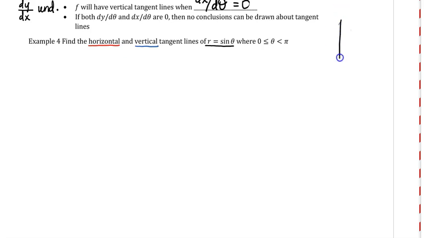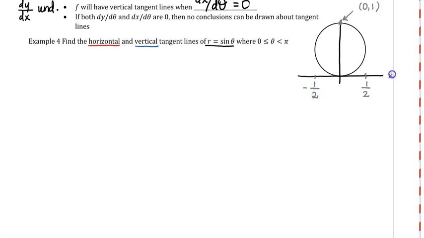So that looks something like this. I do know that this rectangular coordinate is (0, 1). Remember, the entire diameter of this circle is 1. So this goes no further right than 1/2 and no further left than -1/2 on the x-axis.